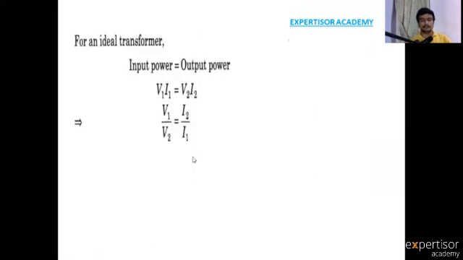So here we have another relation, that is for an ideal transformer, input power is equal to output power. So V1 I1 is equal to V2 I2. V1 by V2 is equal to I2 by I1. So this is the ideal transformer relation.